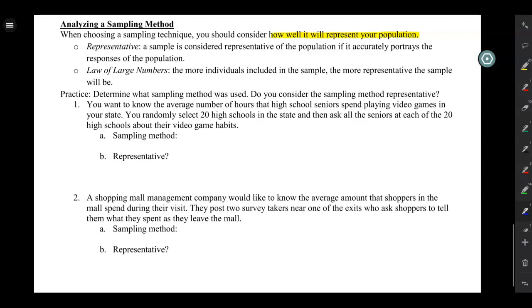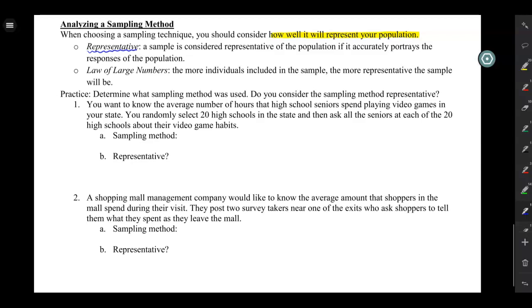So because of that, you want to try to make sure that those 100 people actually represent the opinions or the thoughts of your whole population. So that's this first thing: we want to make sure that the sample is representative of the population. And a sample is considered representative of the population if it accurately portrays the responses of the entire population.